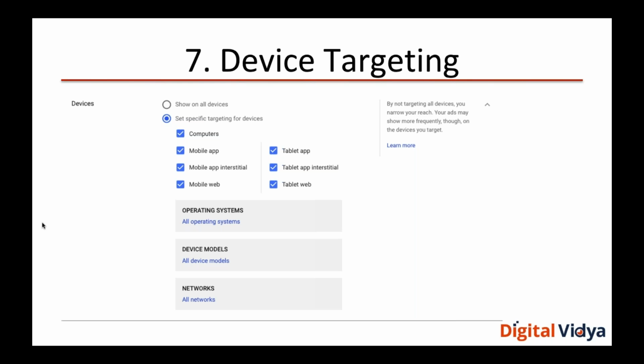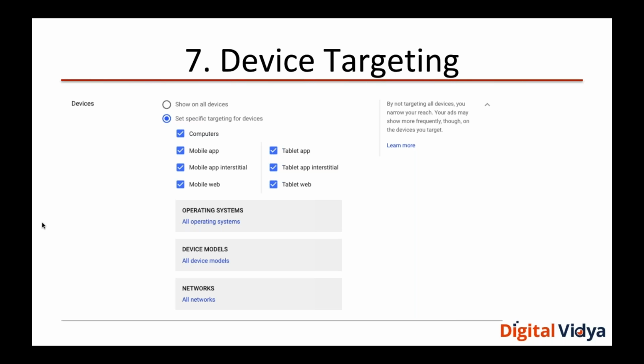In networks, depending upon what country you're in, it will show you the different mobile networks. So for example, if you select India, networks will show you a list like Airtel, Vodafone, BSNL, MTNL, whatever. And if you want, you can target only specific carriers.